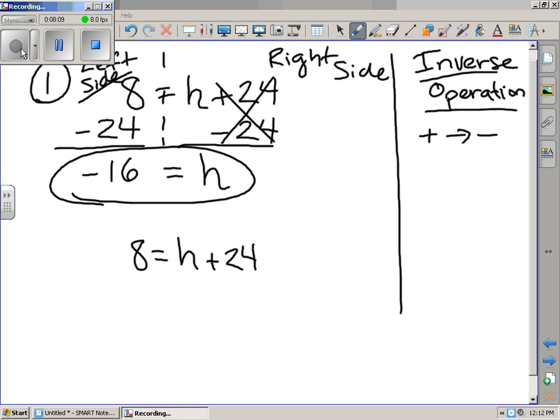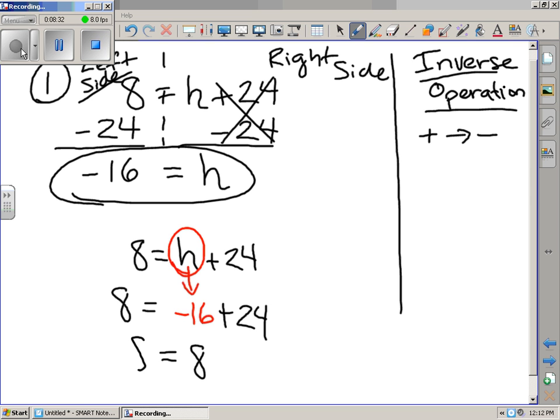What we're going to do next is we're going to substitute our solution in for h. So we're going to substitute negative 16 in for h. So we're just replacing h with negative 16. Negative 16 plus 24, I want you to think about that for a second. That is equivalent to 8. Since the statement here is true, 8 is equal to 8, we know that we did the problem right. We know that h equals negative 16 is a solution to the equation.